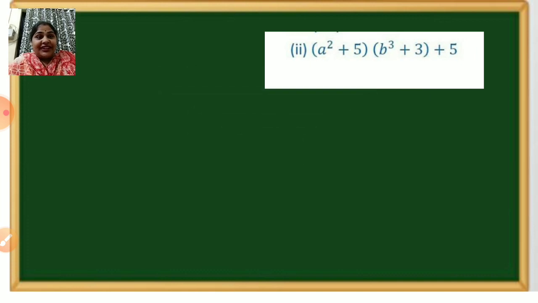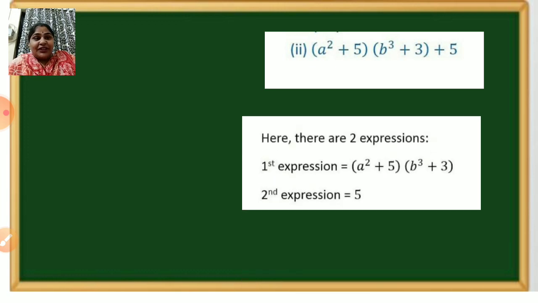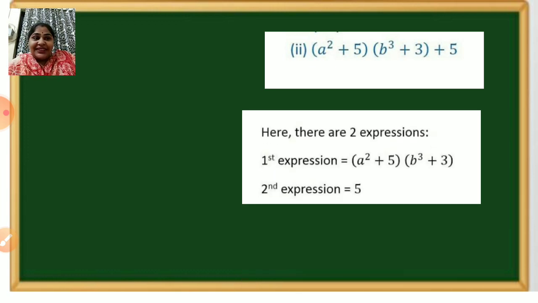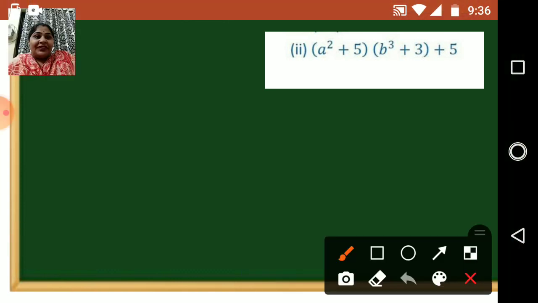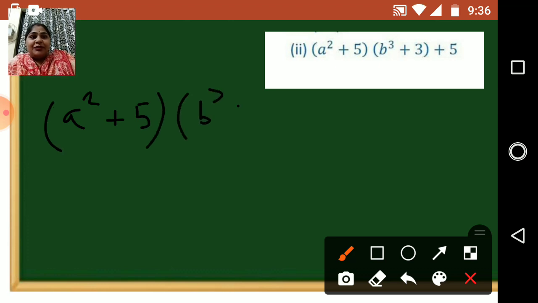So it is again a square plus 5 multiplied by, in bracket, b cube plus 3, plus 5. Again now, children, here we have to divide our sum into two parts, that is first expression and second expression. First is a square plus 5 multiplied by b cube plus 3, and the second one is 5. So let us first solve the first expression, that is a square plus 5 in bracket multiplied by b cube plus 3.